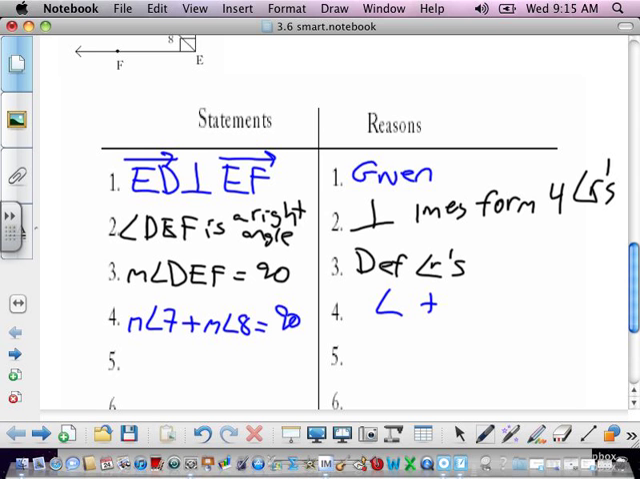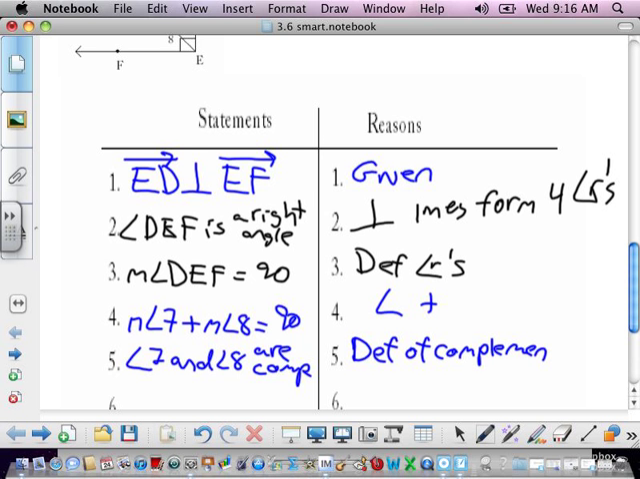Okay, what's the definition of 90? We know that those are what kind of angles? Right. So I know angle 7 and angle 8 are complementary by definition of complementary. How do we feel about that proof? We will have to do more practice.